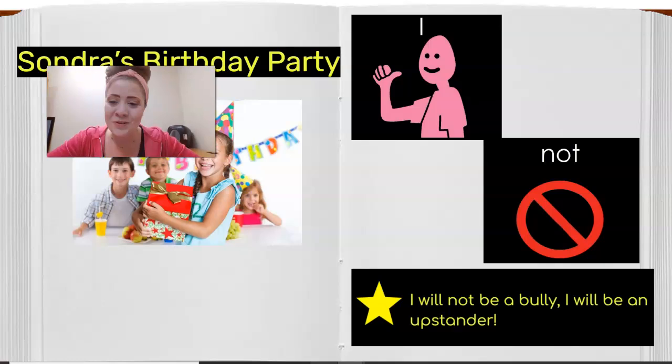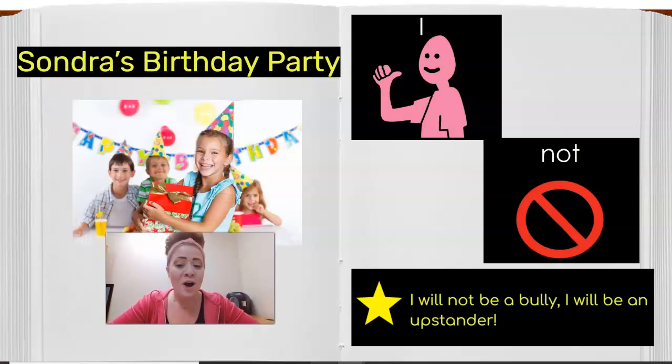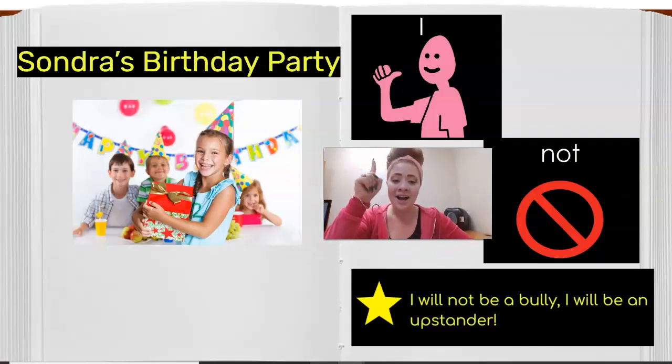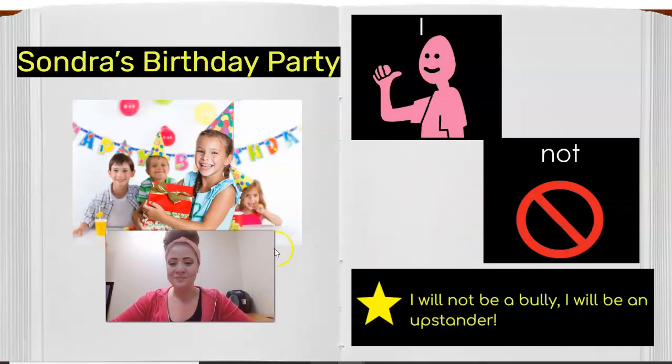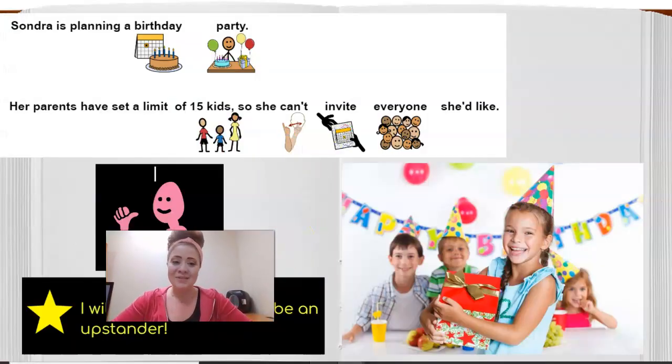So the title of our story is Sandra's Birthday Party. Our repeated storyline is I will not be a bully, I will be an upstander. Some core words that you're going to see in this story are I and not. Let's read this story.